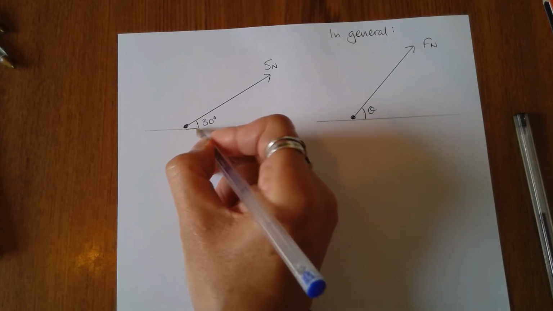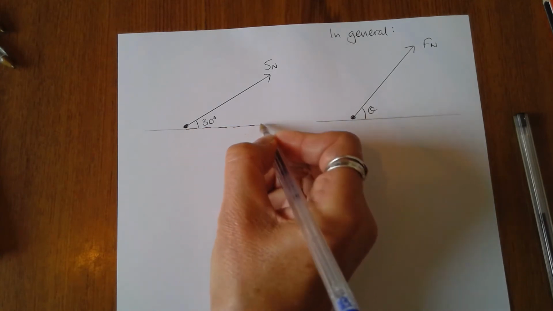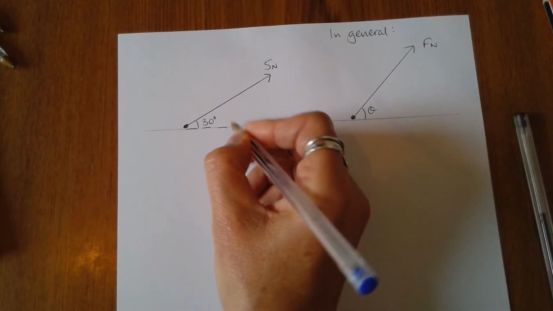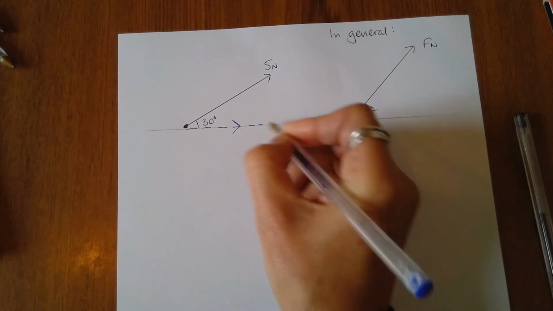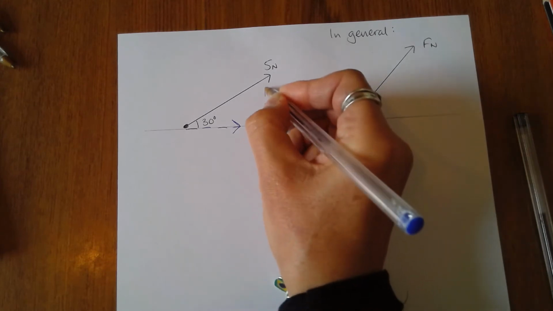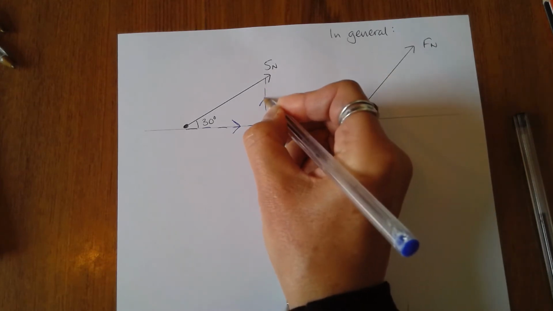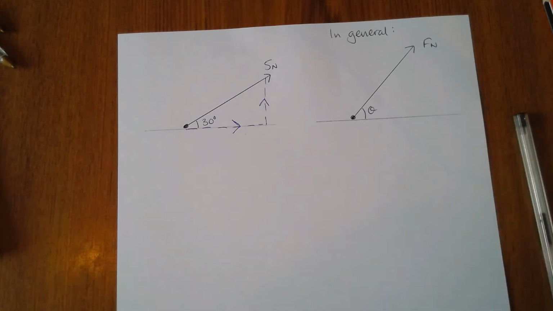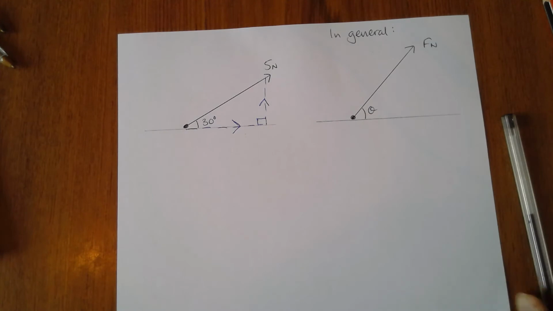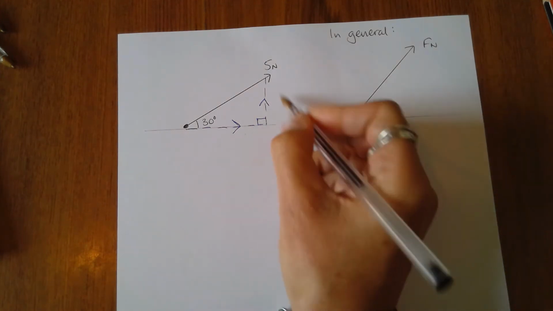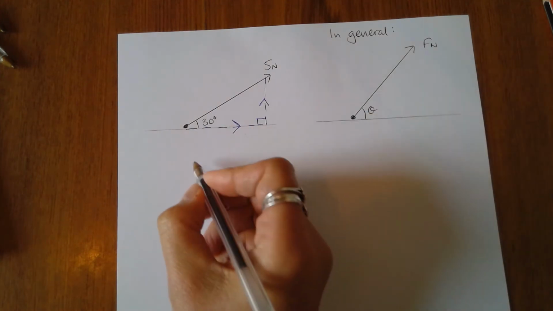So I'm going to just mark on with a dashed line the parallel component. This force is going to the right and up, so I'll mark an arrow to the right, and then with the perpendicular component I'll mark an arrow going upwards. And now I can just use right angle triangle trigonometry to write an expression for each side in terms of the angle and the force.